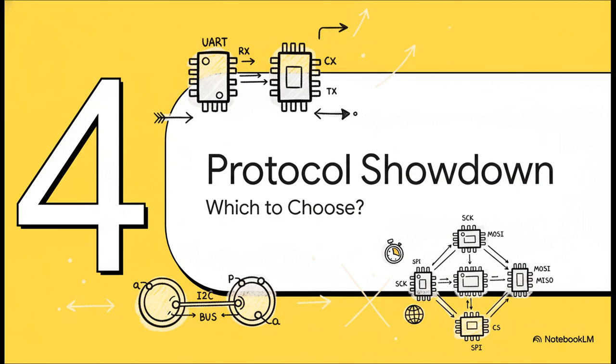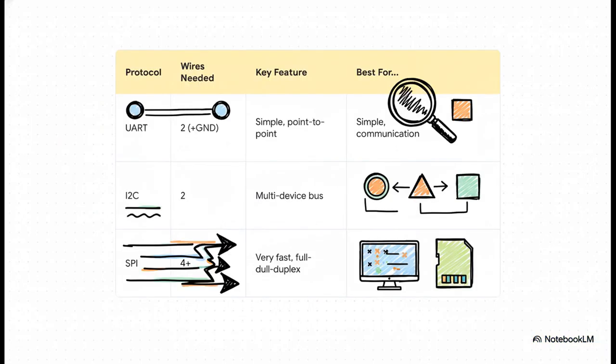All right, we've met our three big contenders, the simple UART, the networked I2C, and the speedy SPI. Let's put them all side by side and see how they really stack up. This table really lays it all out. Choosing the right protocol is all about understanding these trade-offs.